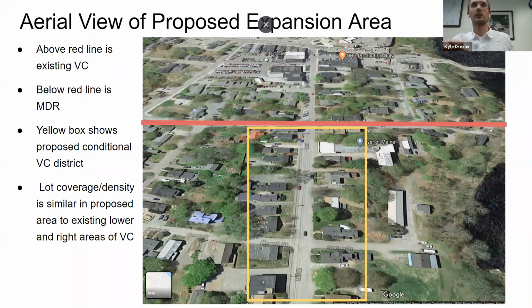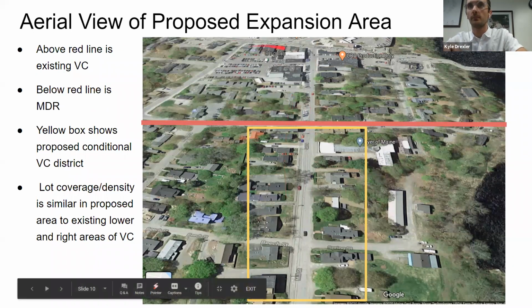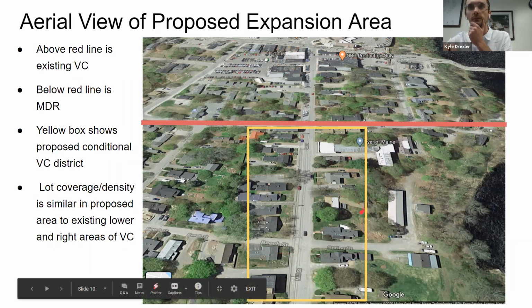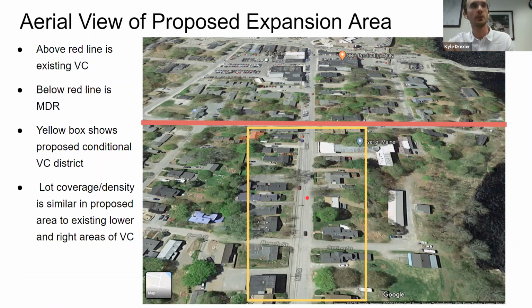So this is just kind of an aerial view looking from Water Street out towards the Village Commercial. So that's Main Street up there at the top. Everything above the red line up here is Village Commercial. Below is the MDR, and in the yellow box is what we're talking about changing to this conditional Village Commercial district. So the point of this slide was to show kind of the general structures and the lot coverage and the density in the two areas.